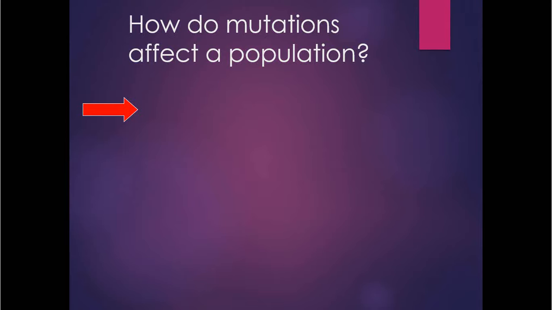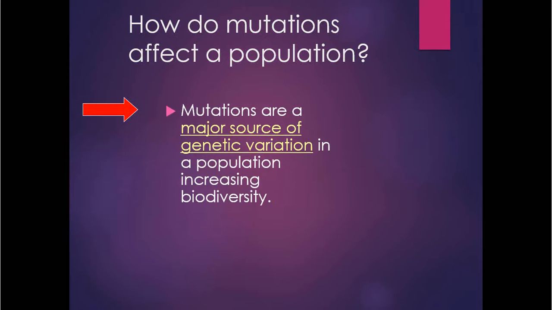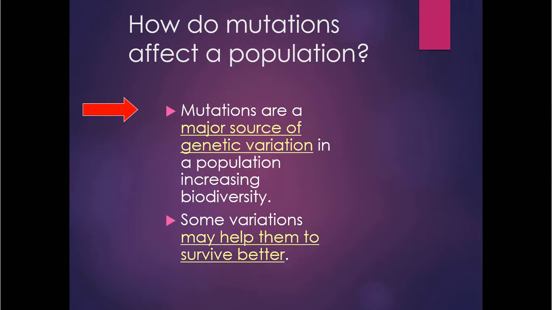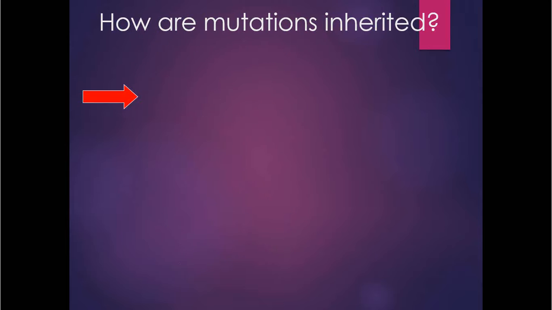How do mutations affect a population? Mutations are a major source of genetic variation in a population, resulting in increased biodiversity. For example, in a community we see people with different eye color, different facial appearance, and different face color. Some variation may help them to survive better.